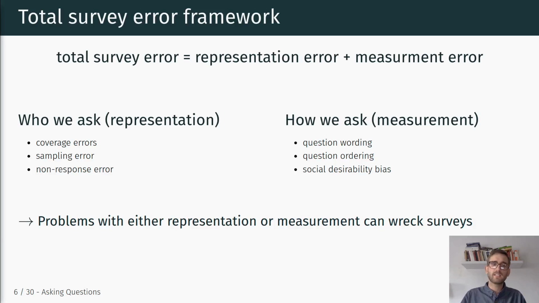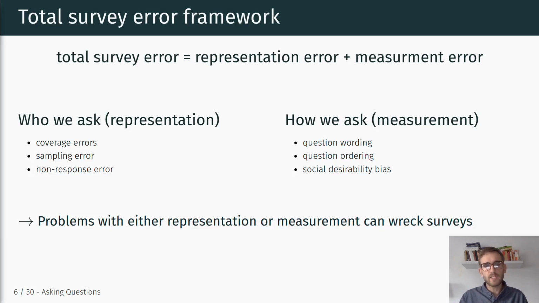And the key insight of this total survey error framework is that problems with either representation or measurement can jeopardize the inferences that we're trying to make based on the survey, right? So it's not sufficient to just look at sampling error as the only source of uncertainty. We have to think about every individual aspect in our survey design and in the data collection process to express how much error and how much uncertainty there is around the estimates that are based on our specific survey, right?